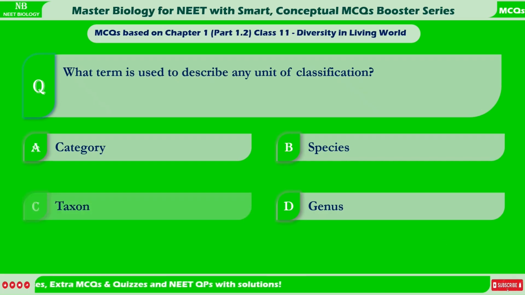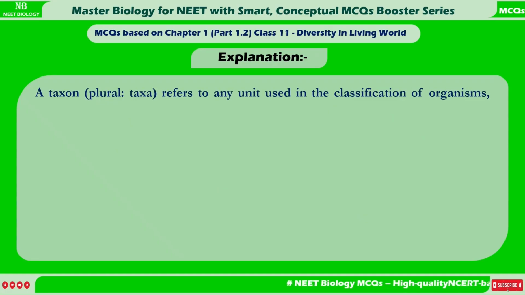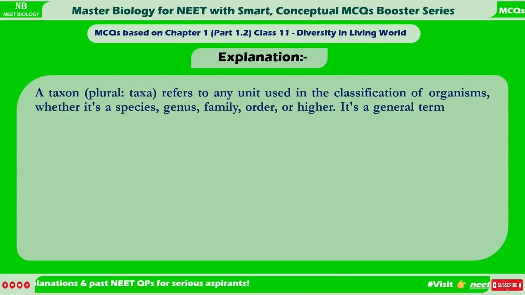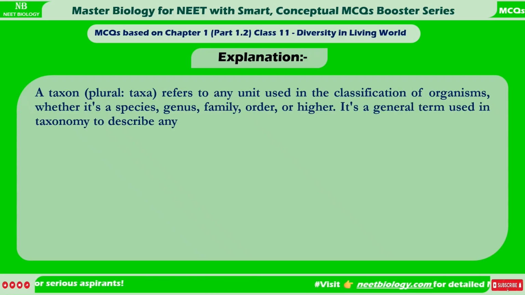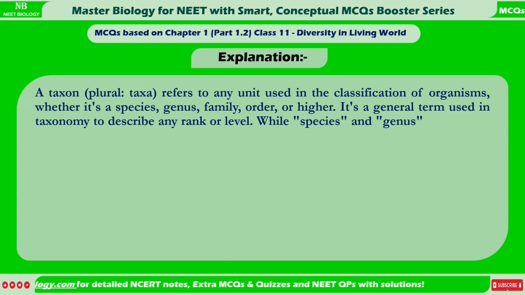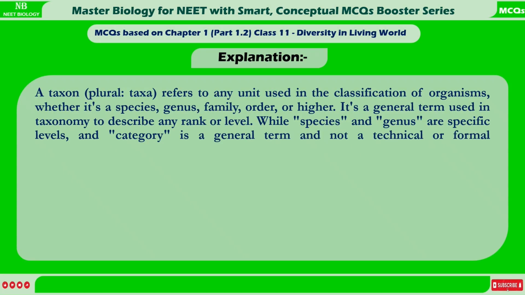Correct answer, C. Taxon. Explanation. A taxon, plural taxa, refers to any unit used in the classification of organisms, whether it's a species, genus, family, order, or higher. It's a general term used in taxonomy to describe any rank or level, while species and genus are specific levels, and category is a general term and not a technical or formal classification unit. Taxon is the correct and inclusive term.